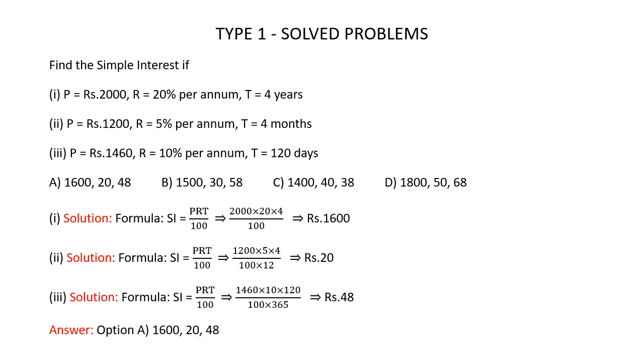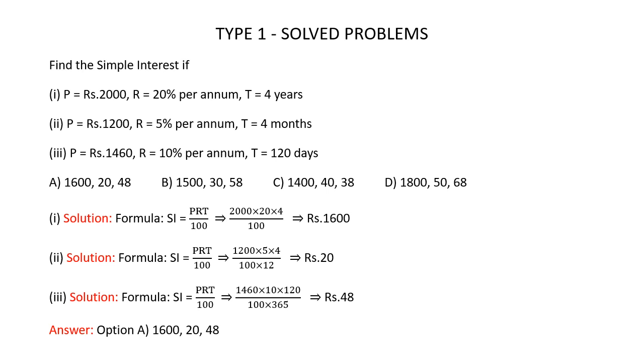Now to find a simple interest, the formula is PRT divided by 100. Now substituting the given values in the formula here, we have 1200 multiplied by 5 multiplied by 4 by 12 divided by 100. On solving this, we get the simple interest as rupees 20.